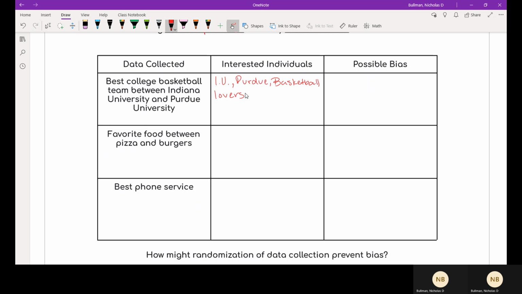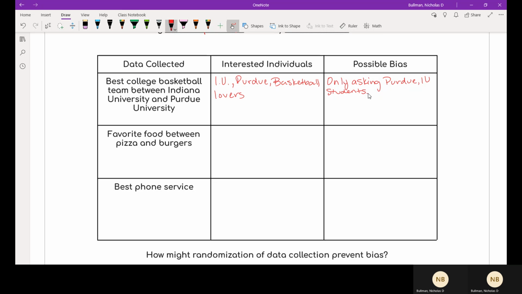So your possible bias that would come from surveying them would be only asking the Purdue, IU students or the basketball lovers. So you'd be getting a very skewed or very biased opinion because it would kind of be like only the IU people would choose IU to be the best and only Purdue people would choose Purdue to be the best. So you wouldn't really be able to get an unbiased or true opinion.